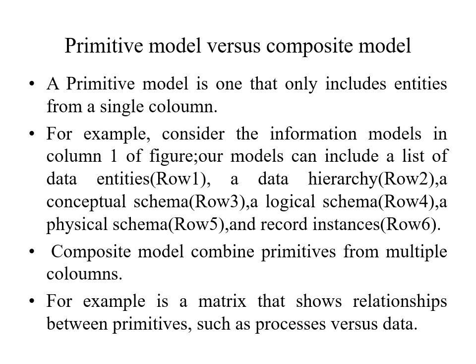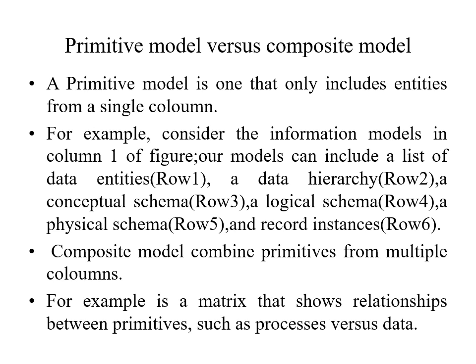The next topic is primitive model versus composite model. A primitive model has a single type of component. Composite means it has multiple types of components. A primitive model is one that only includes entities from a single column. For example, consider the information models in column 1 of the figure. Our models can include a list of data entities, row 1, a data hierarchy, row 2, conceptual schema, row 3, logical schema, row 4, physical schema, row 5, and record instance, row 6.